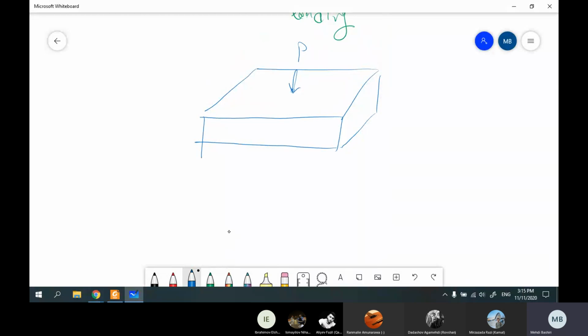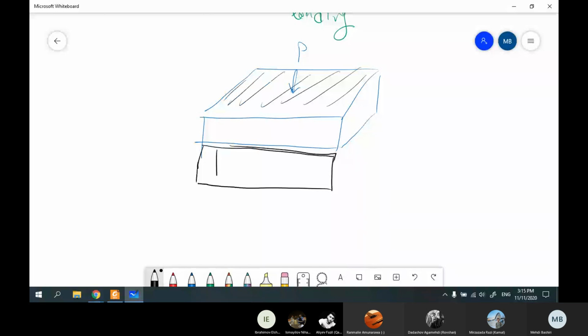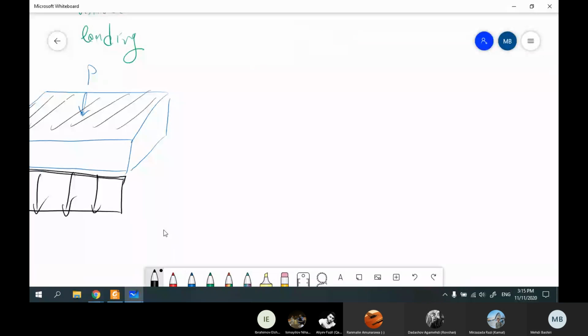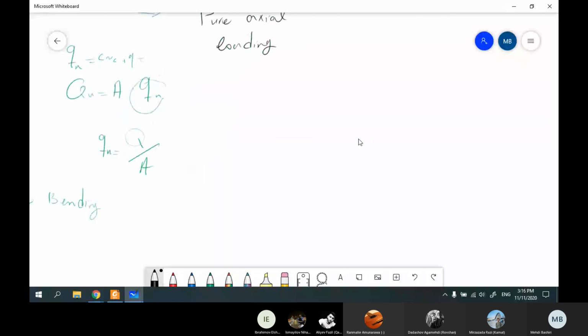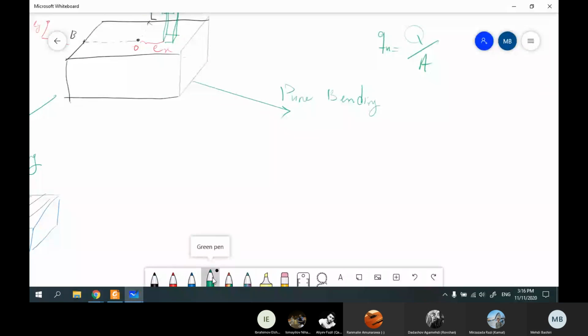Okay, and you all know how to find the distribution. I explained it. The distribution here is P divided by area. I'm going to call this sigma C, for example, 0. Okay. For the second case, that is pure bending, we have a foundation with a bending at the center.